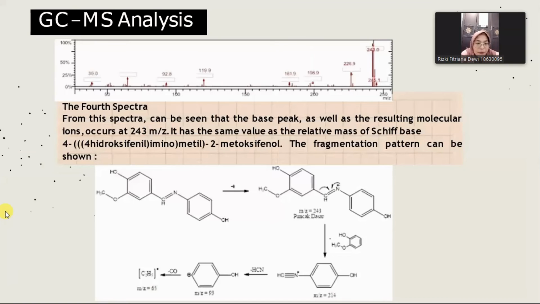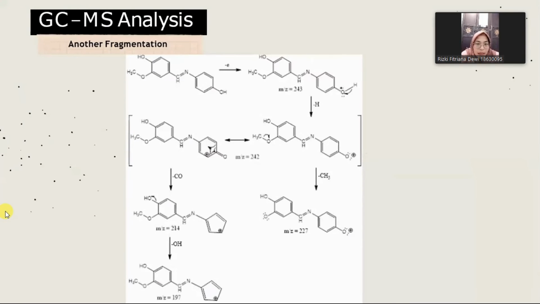And then another fragmentation of the fourth spectra, which represents the product of the Schiff-base synthesis. We know that 243 is the highest molecular weight and relates to the relative mass of the product.